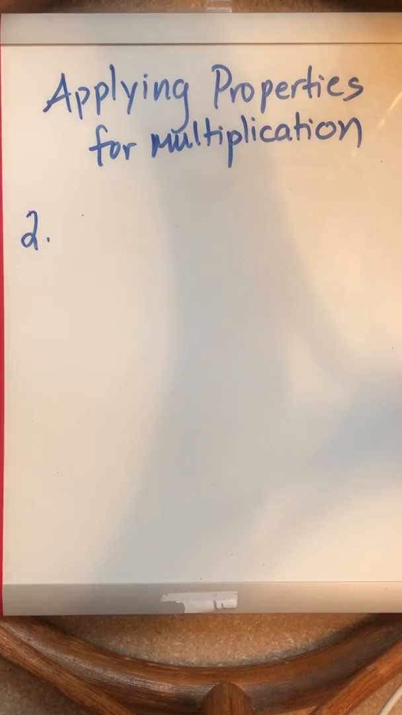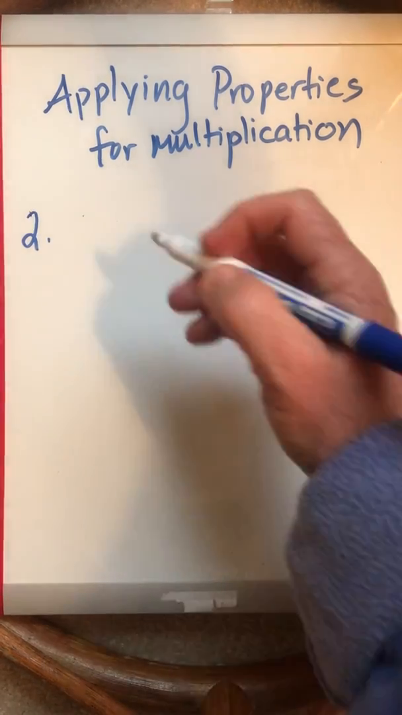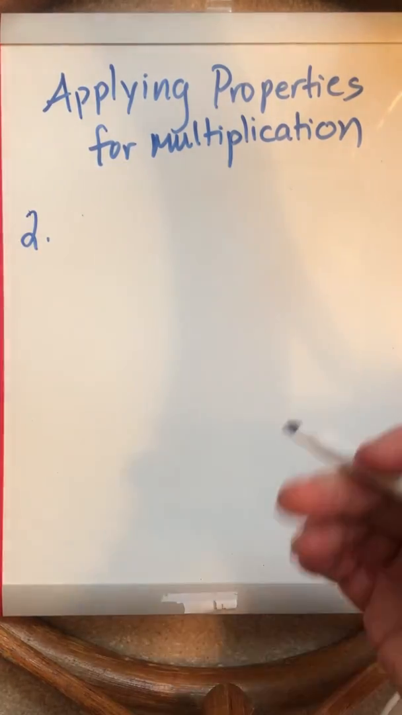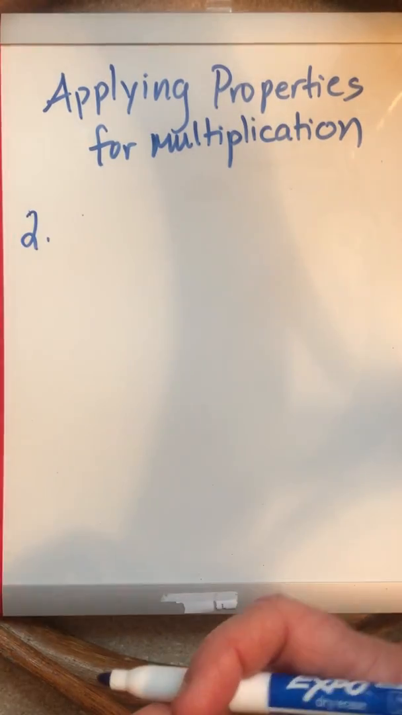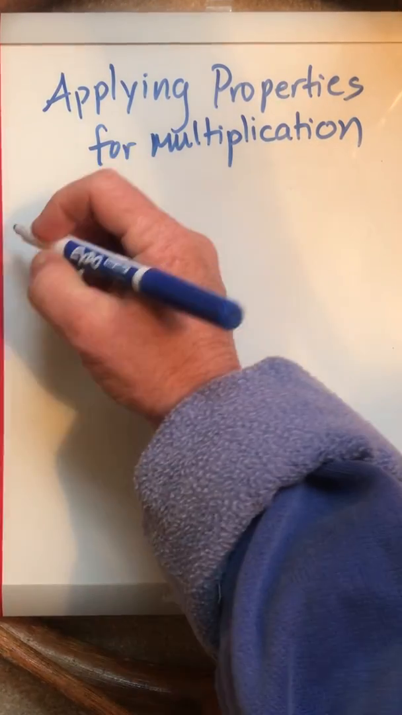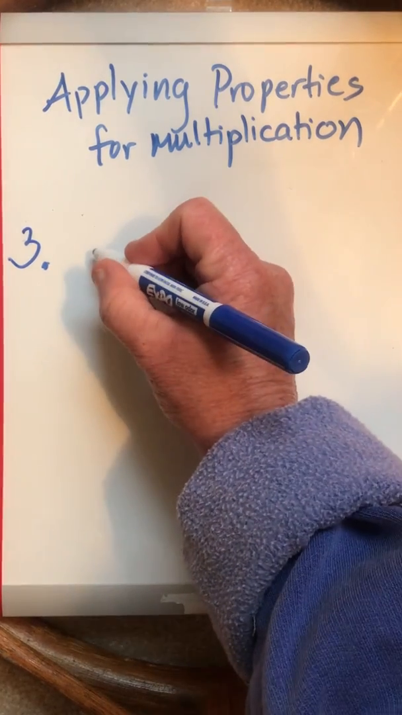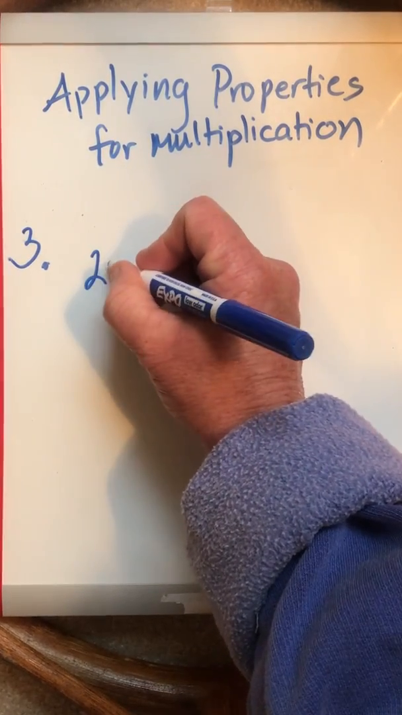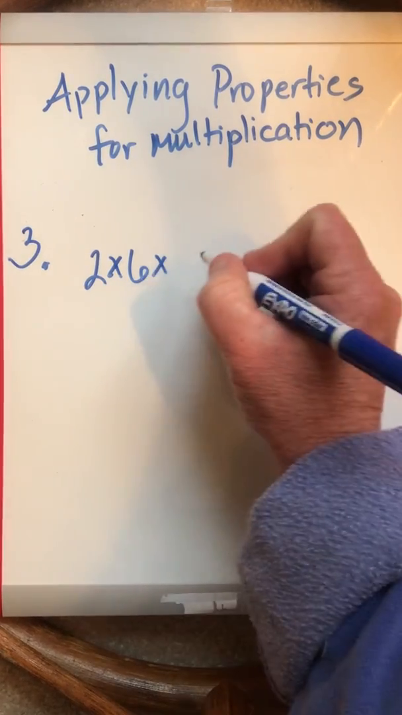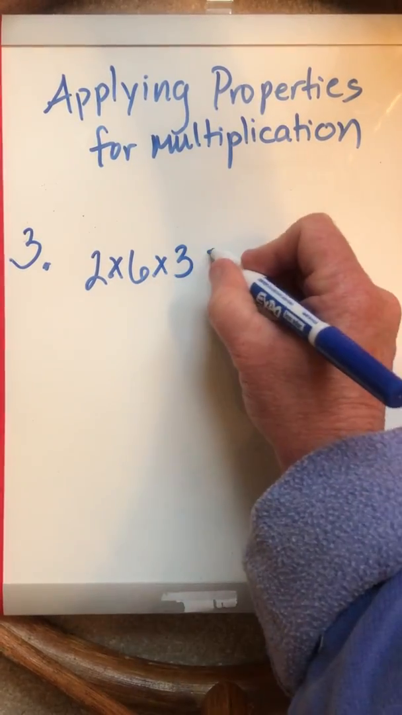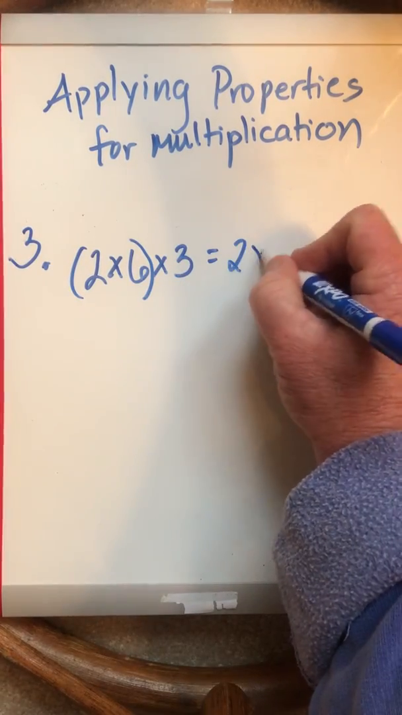Another property, and we talked about this for addition, is the associative property. And you don't really need to know the name of it. You just need to be able to recognize that it is a rule. So the associative property says that as long as we keep the numbers the same in the same order, we can group them differently, but they're still going to be equal.